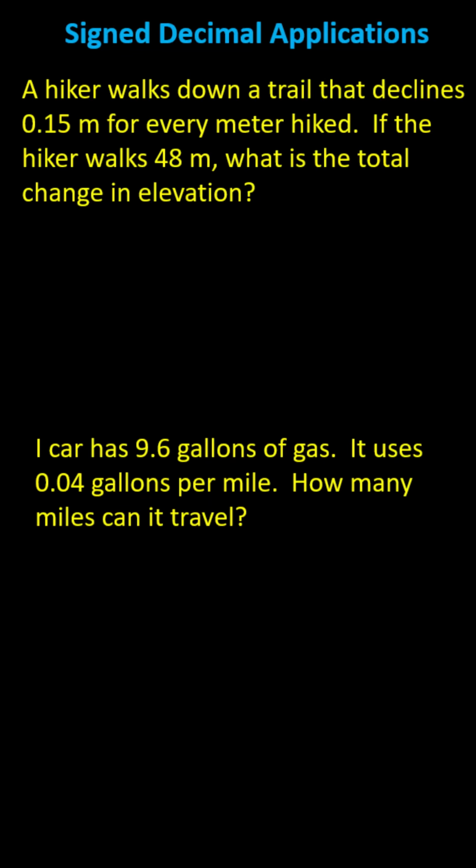A hiker walks down a trail that declines 0.15 meters for every meter hiked. If the hiker walks 48 meters, what is the total change in elevation? The rate of change of elevation can be expressed as negative 0.15 because the hiker is walking down 0.15 meters for every meter hiked, and therefore the total change in elevation would be negative 0.15 times 48.